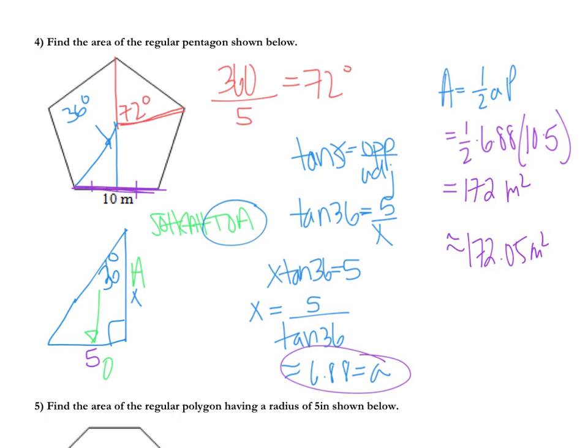All right, go ahead and stop the video and try number 5 on your own. You will have to use trig again. You can't use special right triangles on this one. So go ahead and try number 5 and stop the video, please.